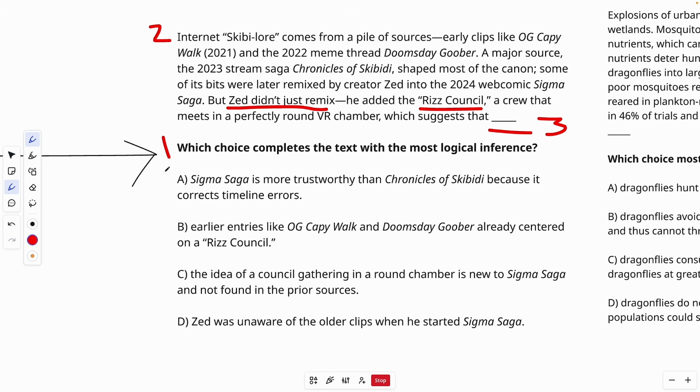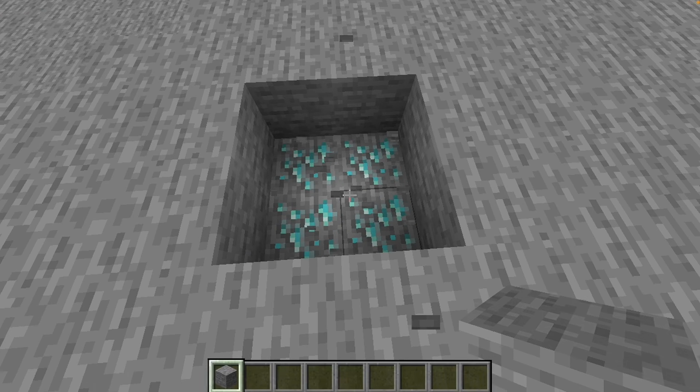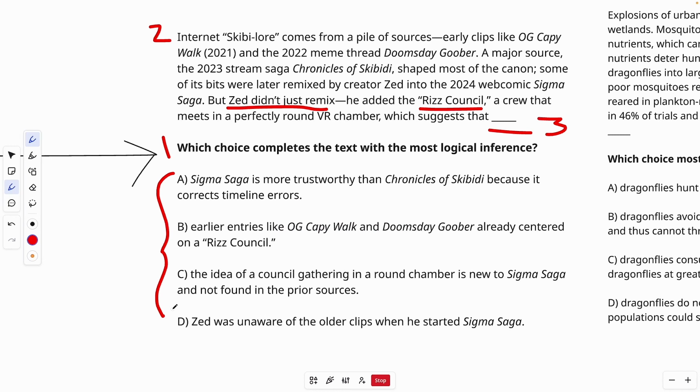The key thing for being able to decipher between these answer choices is making sure you don't rely on any kind of outside information or assumptions. A bunch of these choices are going to look correct, but only one of them is going to be fully based on what is said in the passage itself, and only that one's going to be the answer.